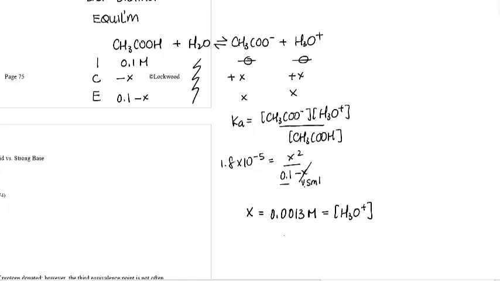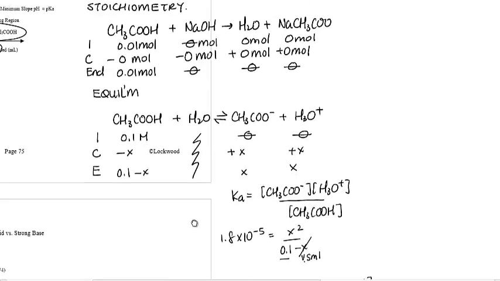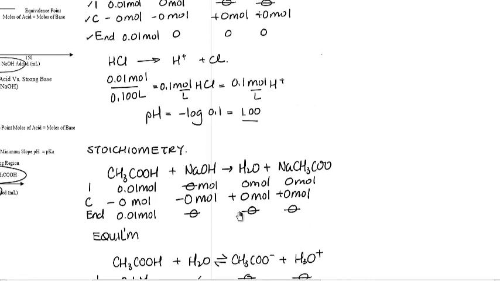When we take the negative log, we get 2.87. So as you can see, because of the partial dissociation, we end up with a pH value that is slightly higher than 1. So finally, if we take a look, we have 2.87, and if we contrast this to the initial, we have our 1.00.